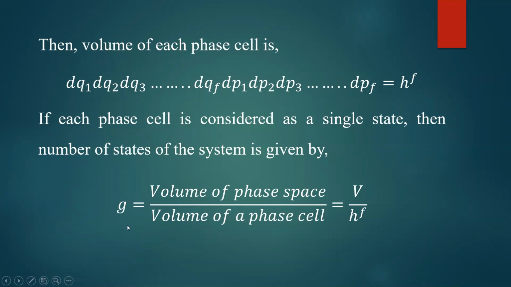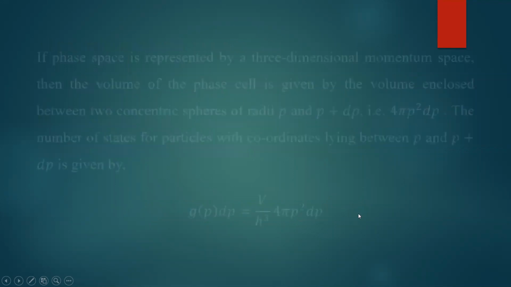So basically this is called the density of states. Okay, the density of states is defined as the volume of the total phase space divided by the volume of a single phase cell. That is given by V divided by h to the power f, where f is the degrees of freedom of the system.